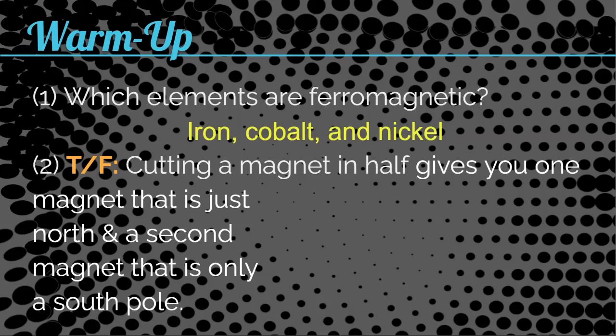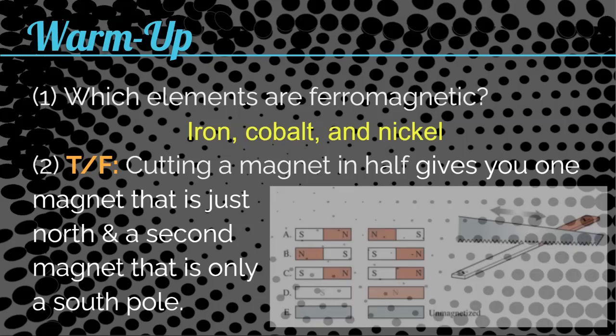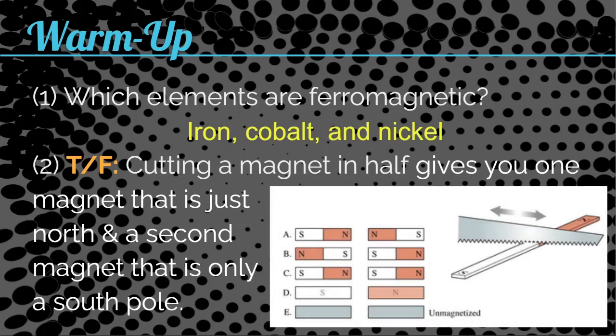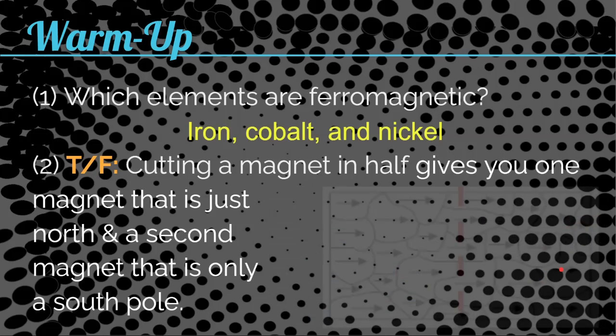The second question: cutting a magnet in half gives you two monopoles, one magnet that's just north, one magnet that's just south. True or false? That is false. I mentioned this before, but if you were to cut a magnet in half, and again, this is another way that I could ask that question, what would the resulting pieces look like? And it would not be D. You would not get just a north and just a south. That's not possible. And the reason is because of this.